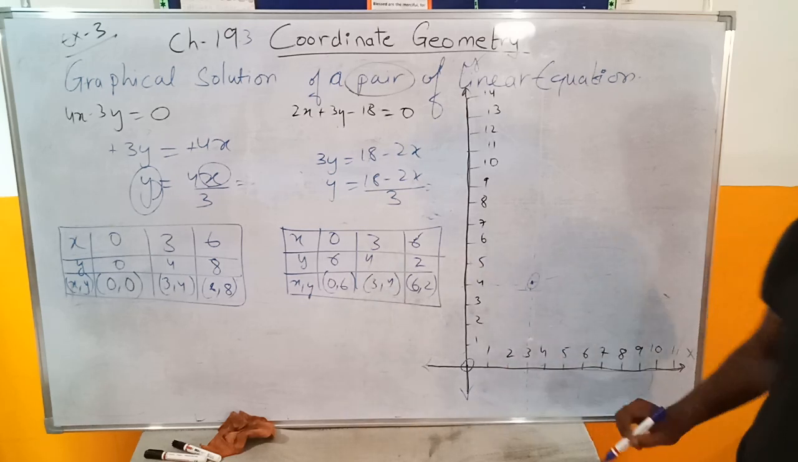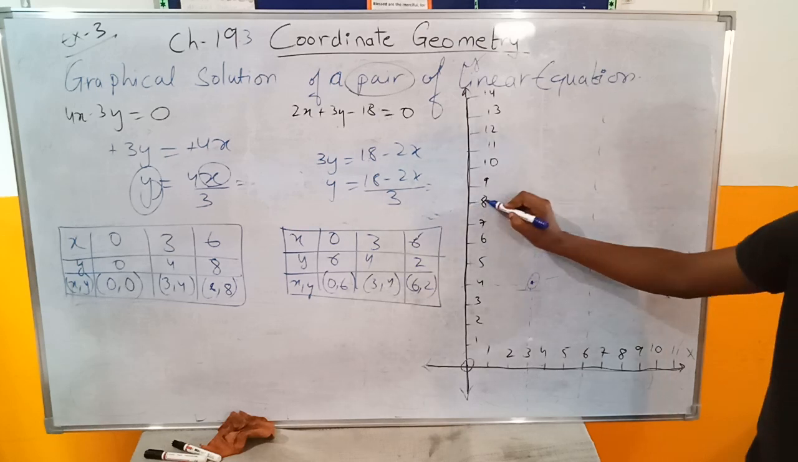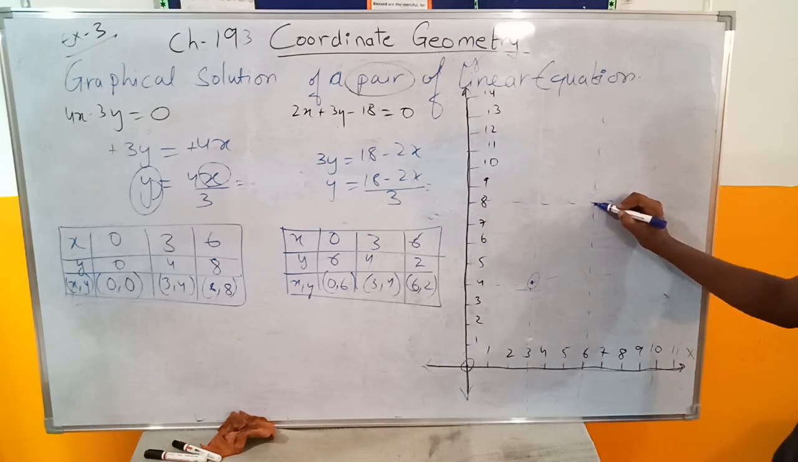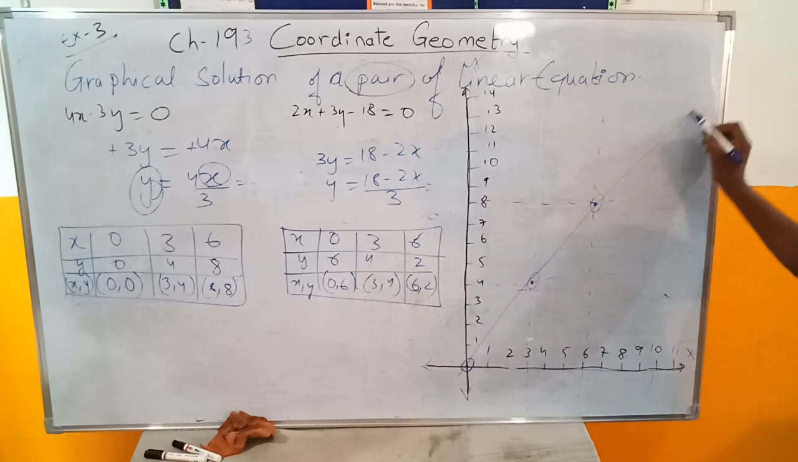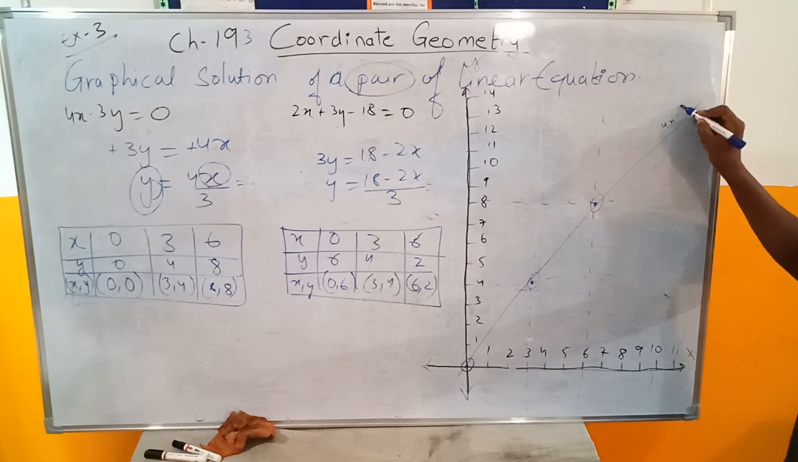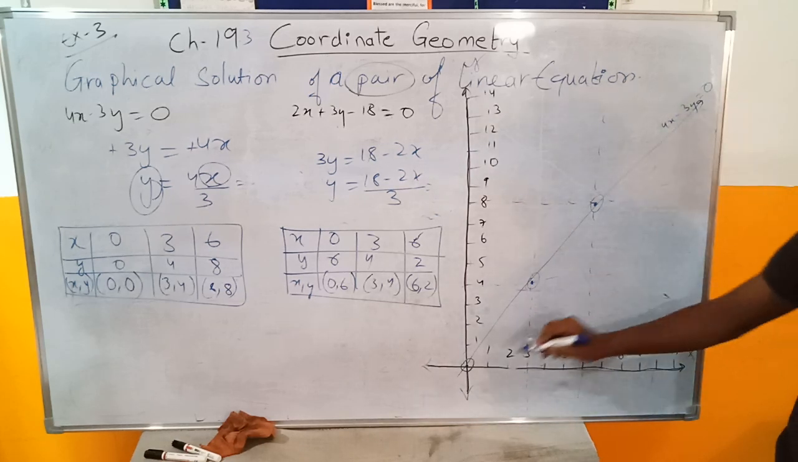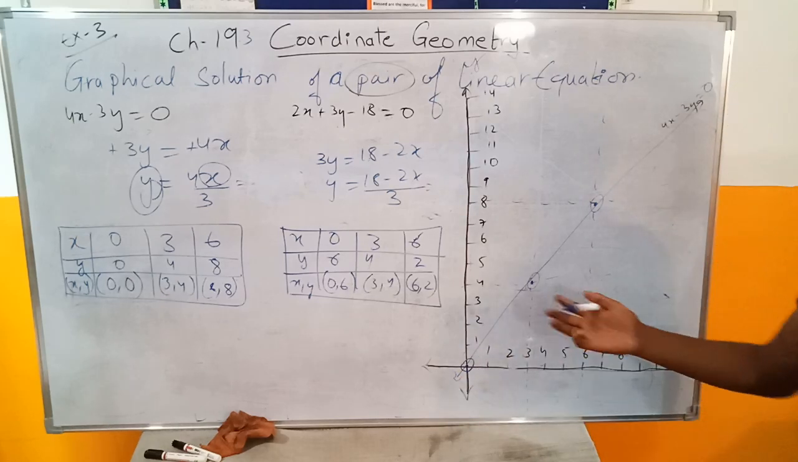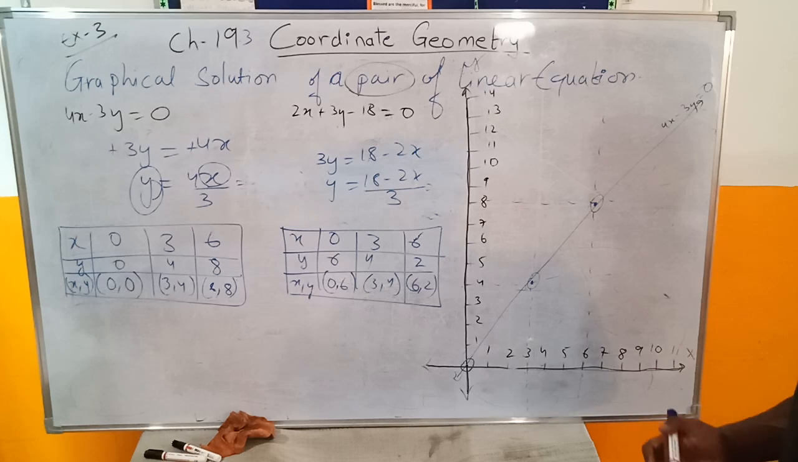What is the third point? 6, 8. This is the point. So I can see that I can draw a straight line, and these 3 points will be meeting this straight line. And the name of the line is 4x minus 3y equals to 0. This is the name of the line, and you can make an arrow on both the sides, because the lines are always continuous. So they will never stop.